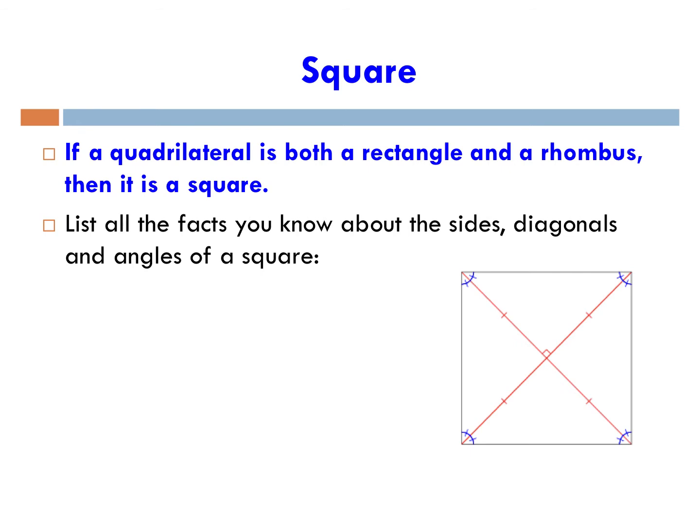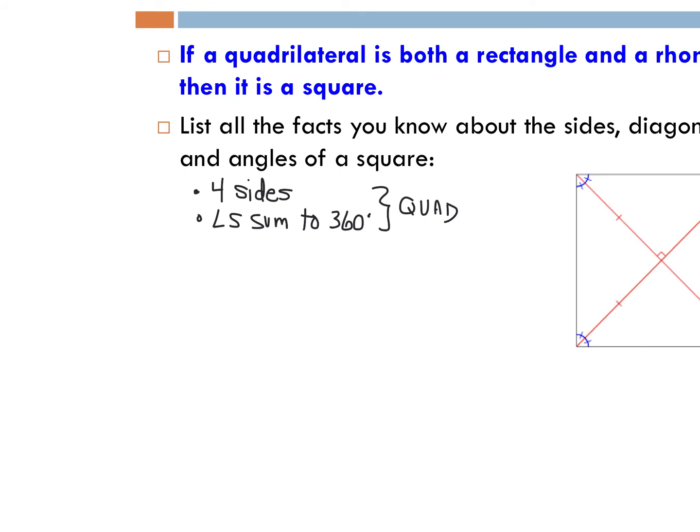So what we're going to do is list all of the facts that we know about sides, diagonals, and angles of a square. I'm going to write down a bunch of properties, and they're going to be all the ones we've learned and where they came from. So it's going to pop up suddenly, and when it does, please pause the video and write them down. So the first thing I wrote down is that a square has 4 sides and its angles sum up to 360 degrees. It gets it from the fact that it is a quadrilateral. That's where it gets these two properties.